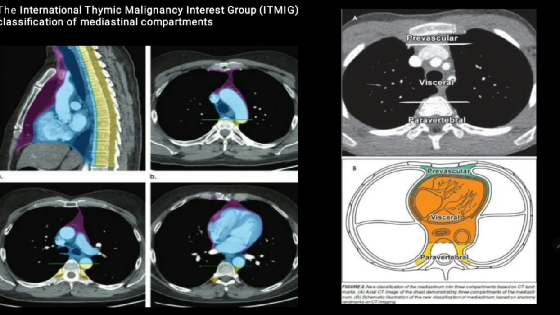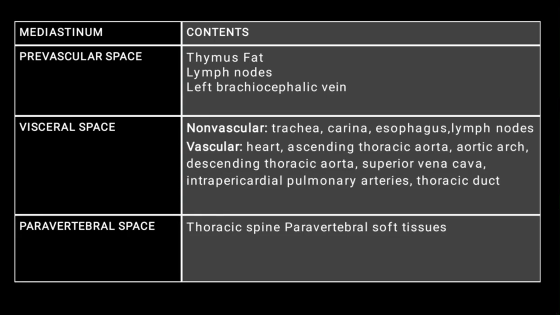Another classification is the ITMIG, that is the International Thymic Malignancy Interest Group. It divides the mediastinum into prevascular compartment, visceral compartment, and paravertebral compartment. The prevascular compartment is the one colored in purple here. It is anterior to the great vessels and the heart. The visceral compartment is where the trachea, great vessels, and the pericardium are. And paravertebral is where the thoracic vertebral body and the paravertebral soft tissues are present.